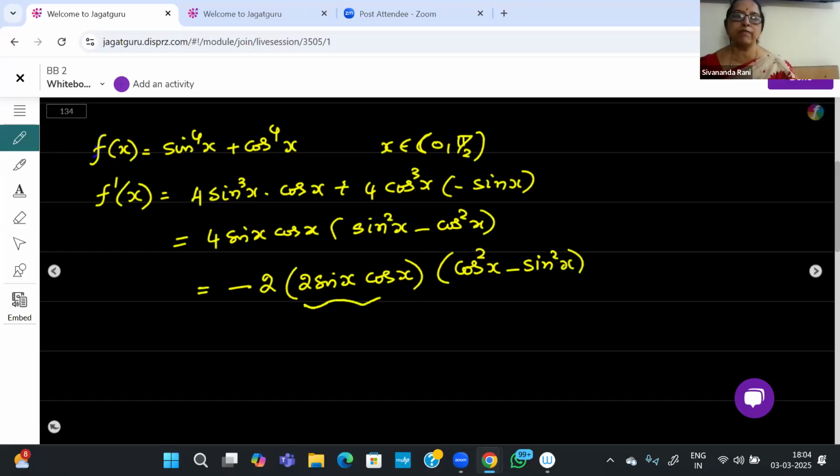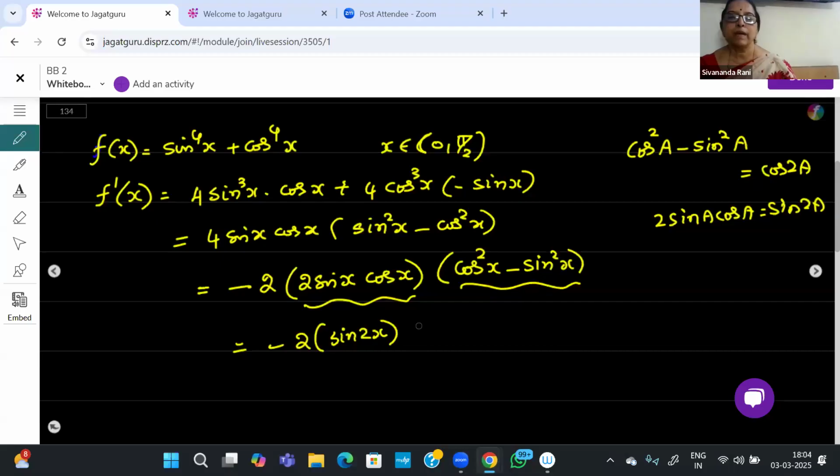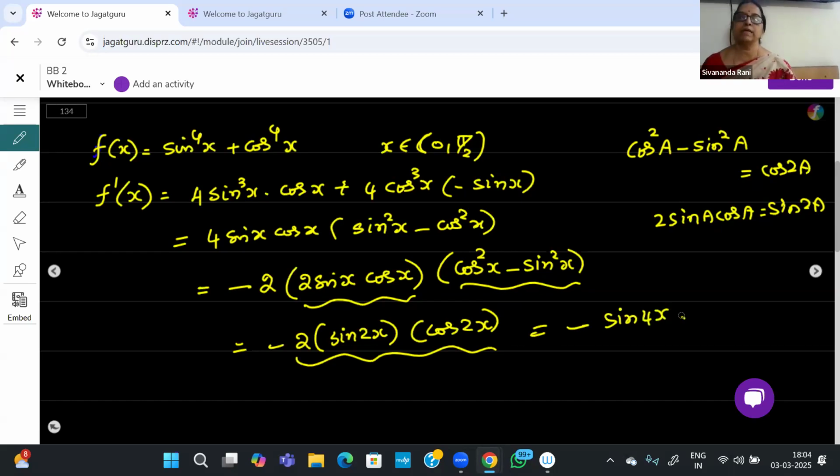See, the idea is to make use of familiar formulas. I know cos square A, do you all recall this? Cos square A minus sine square A is cos 2A. And 2 sine A cos A is sine 2A. So we can make use of both of these. So it will become minus 2 times sine 2x, and this is cos 2x. But once again, it looks like 2 sine A cos A, so that is nothing but sine of 4x. How many of you got the first derivative right?